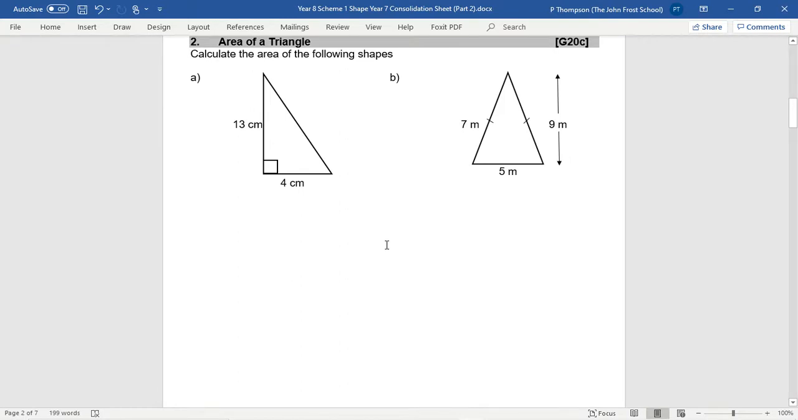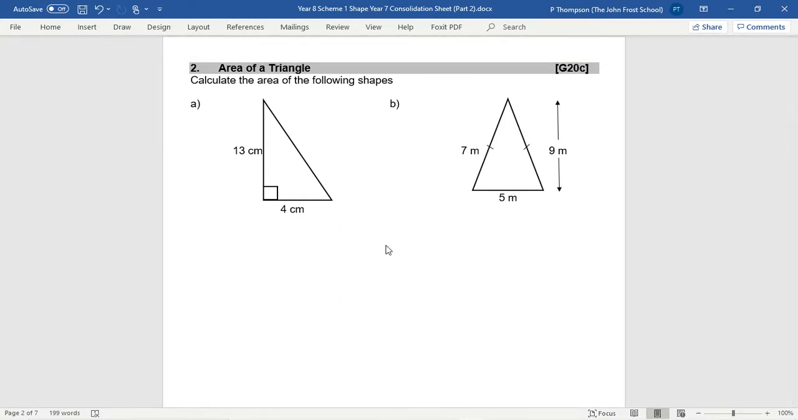Okay, remember the area of a triangle. Remember the formula is base times height divided by 2. Okay, so for this first one, the area is going to be, well, the base is 4, the height is 13, and divide by 2. If you work this out in your head or on the calculator, then you're going to get 26 centimeters squared.